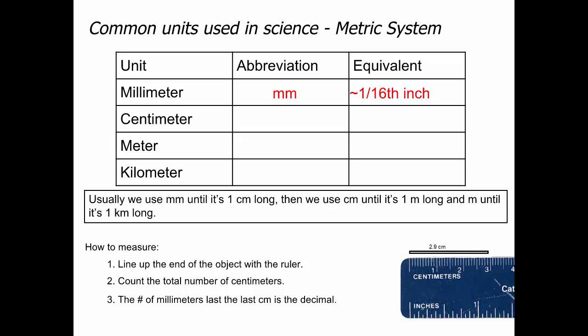Okay, centimeters. What's the abbreviation we use for centimeters? CM. How big is a centimeter? It's a little bigger than a millimeter. Well, I'd say it's 10 times bigger, so quite a bit bigger. If you were to imagine your pencil, probably the width of your pencil is really close to a centimeter. It's about a half of an inch, if you're familiar with what an inch is.